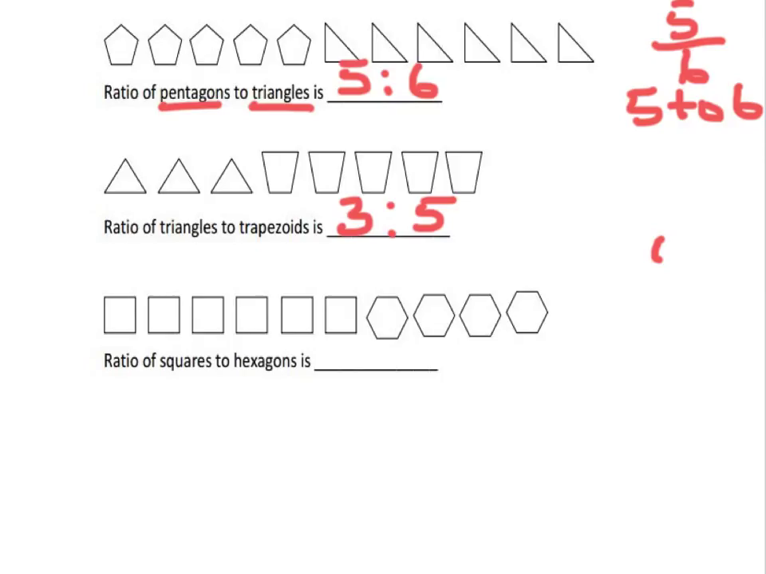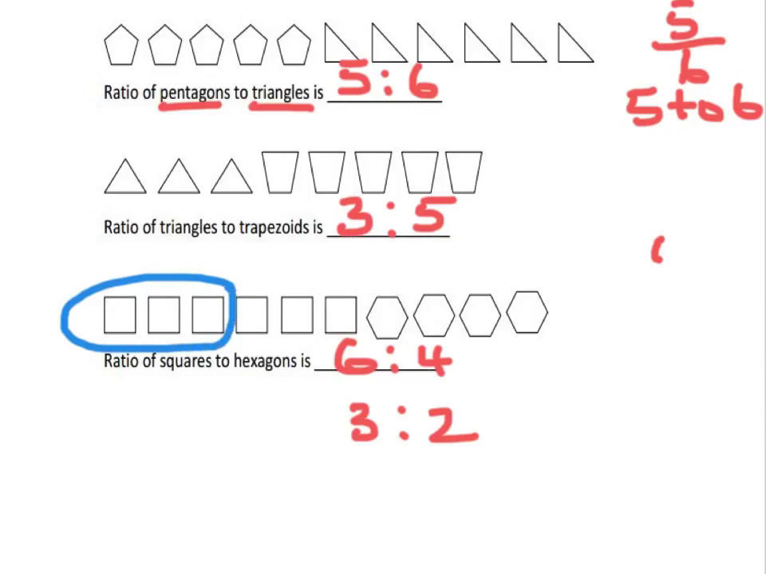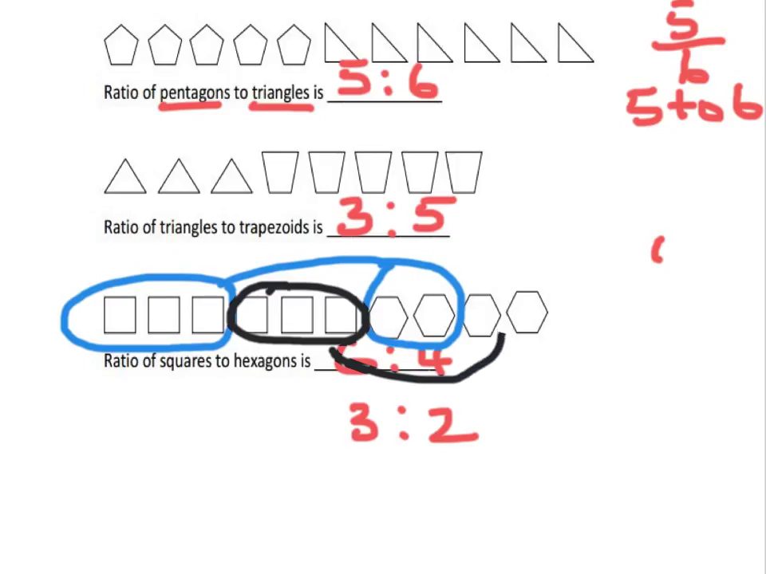squares to hexagons. So we have 1, 2, 3, 4, 5, 6 squares. We have 1, 2, 3, 4 hexagons, which is a ratio of 3 is to 2. And what that means is, for every 3 squares that we have, there's one group of 3 squares, we can take a group of 2 hexagons. Okay, and look, here's another group of 3 squares, and we can take a group of 2 hexagons. Okay, so the ratio is 3 squares for every 2 hexagons.